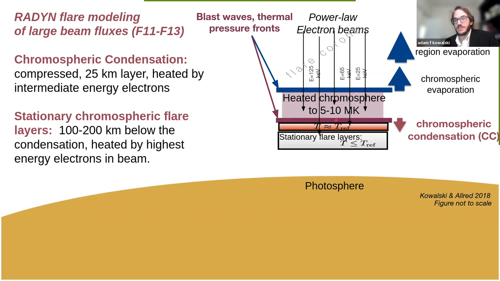All the while, the electron beams are supplying energy to the condensation and also to the layers below the condensation. These layers are being swept up by the condensation. They don't have any significant velocities, and so we refer to them as stationary flare layers. And what we find is that the emission around the rest wavelength of the iron 2 line originates from the stationary flare layers and is able to escape. The redshifted component originates from the condensation, and the evolution of the redshifted component is tied to the temperature and density evolution of this condensation.